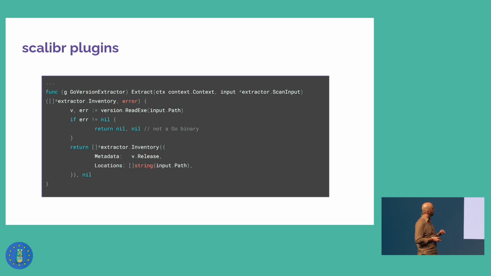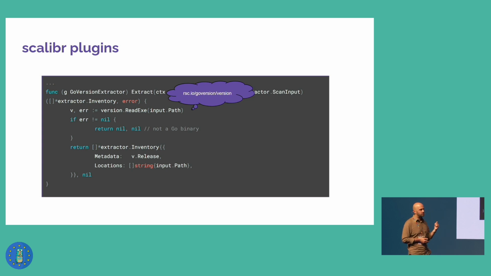The most important part is this API, so read.exe. It comes from an rsc.io Go version package. This is a package developed by the Go tech lead Russ Cox. What it can do is extract the Go version information from pretty much any binary, even those ancient binaries being built with 1.4, 1.6.